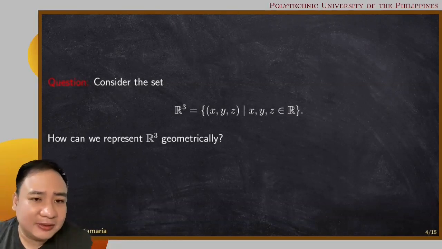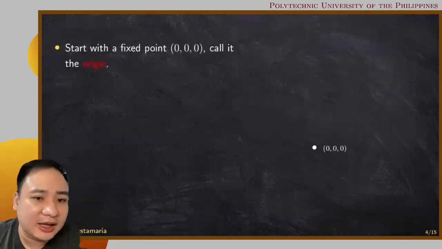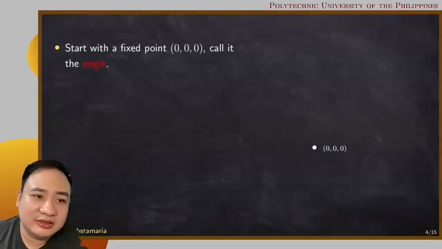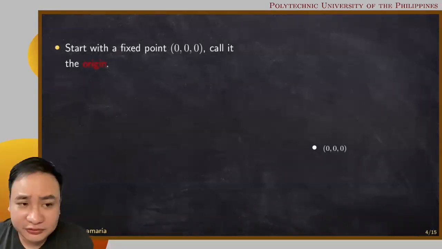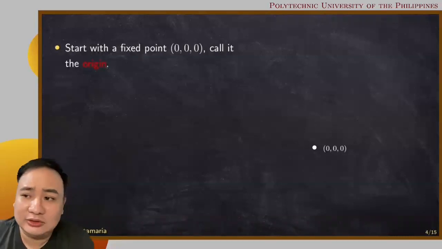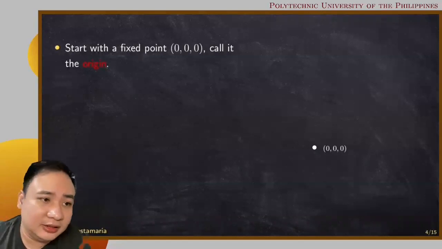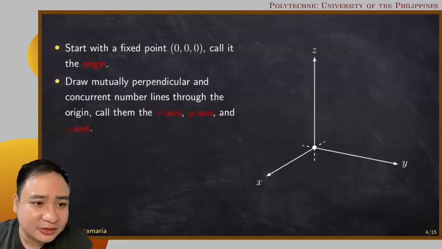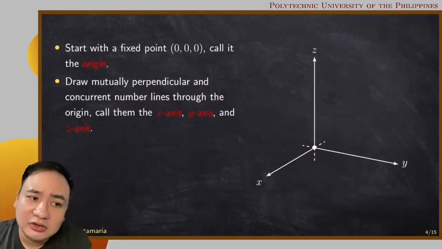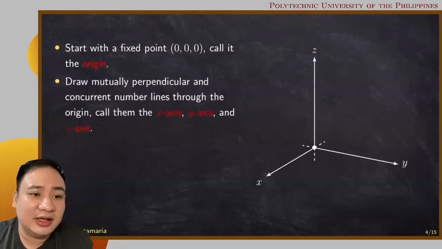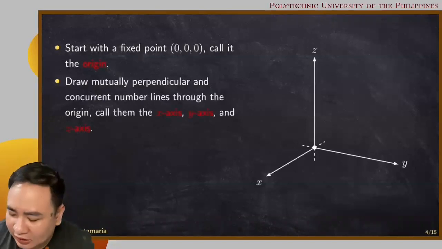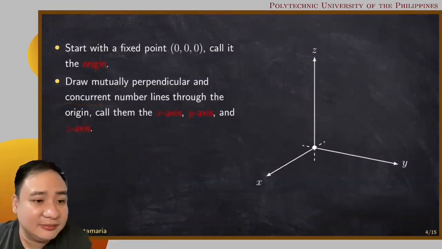Ano nga ba? Sa calculus, meron tayong paraan. We start with a fixed point. Yung fixed point nito, ito yung tatawagin nating point with coordinate 0, 0, 0, or ang tawag natin ay origin. And then, at this point, magdodrawing tayo ng tatlong mutually perpendicular and concurrent lines. Ang sabihin ng concurrent, nag-intersect at the same point. Through the origin, call them the x-axis, the y-axis, and the z-axis.